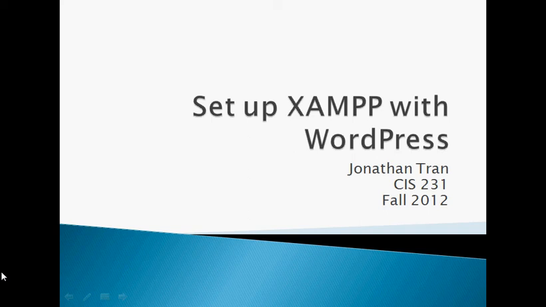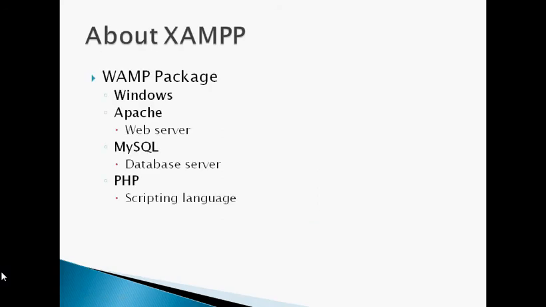In this tutorial, we're going to set up XAMPP with WordPress. So the first question that comes to mind is, what is XAMPP? XAMPP is basically a WAMP package, where WAMP is Windows, Apache, MySQL, and PHP, all configured and packaged together and set up for you, so you don't have to worry about configuring Apache with the correct module or making sure that you have the right PHP modules so that it interacts with the MySQL server.